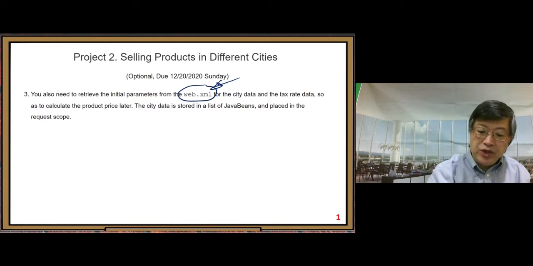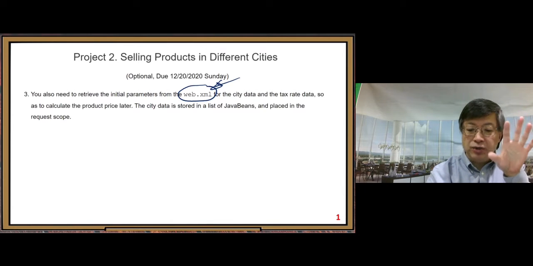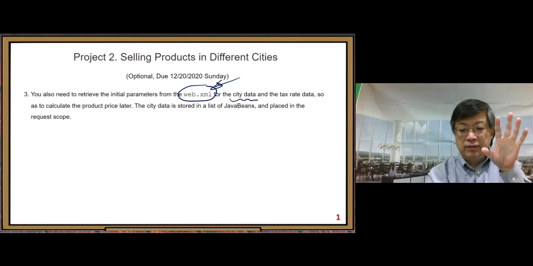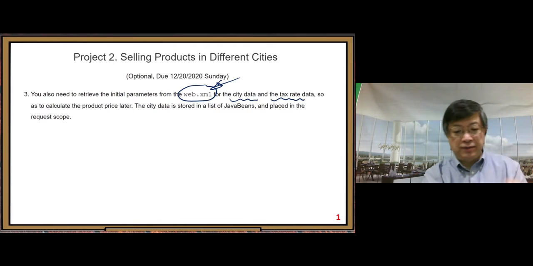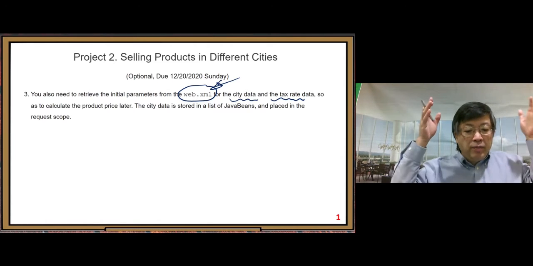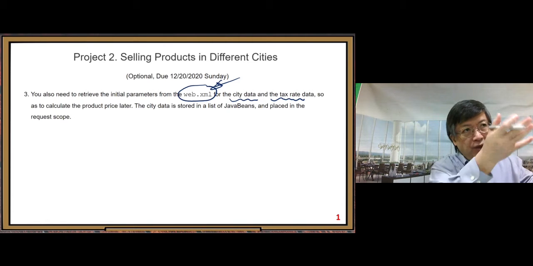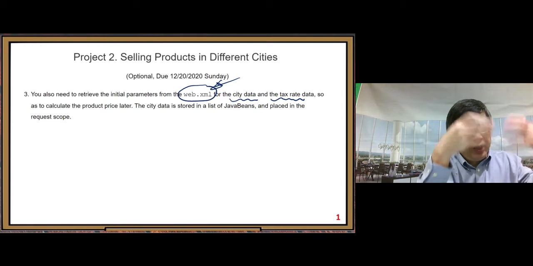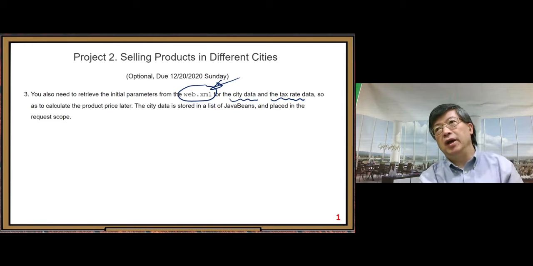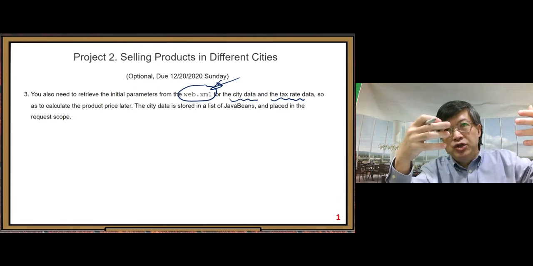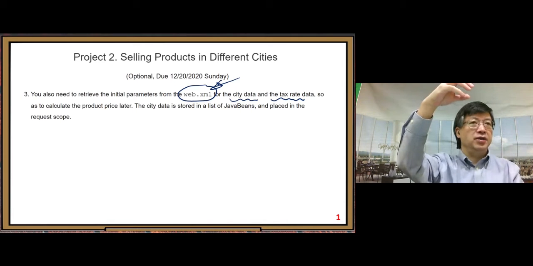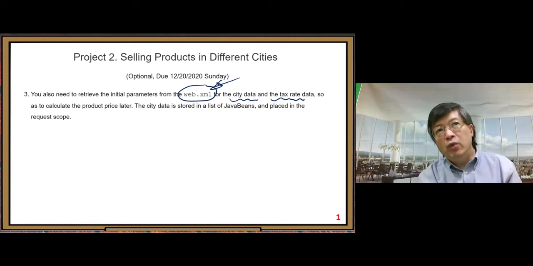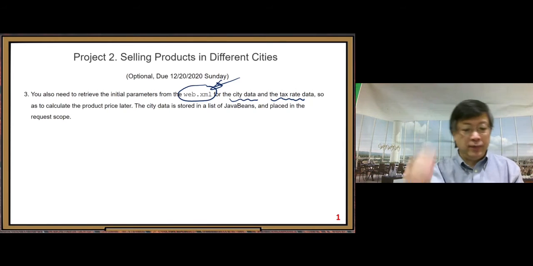For this example, we store 2 sets of initial parameters. One set is a list of cities, the second is a list of tax rates. Then in our prepare servlet, we read these data items and put them in request scope. Then in our input page, we retrieve them from the request scope and display them in a drop-down list. That's what we need to do in our sample B.